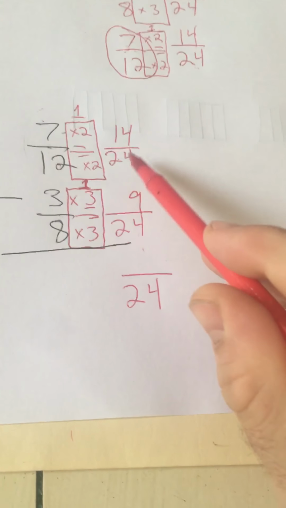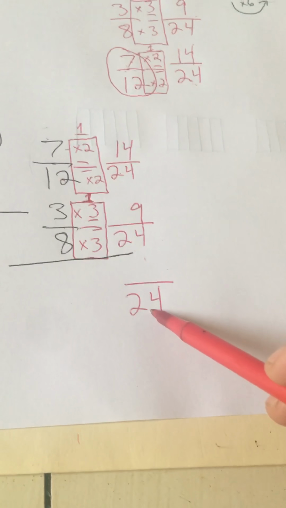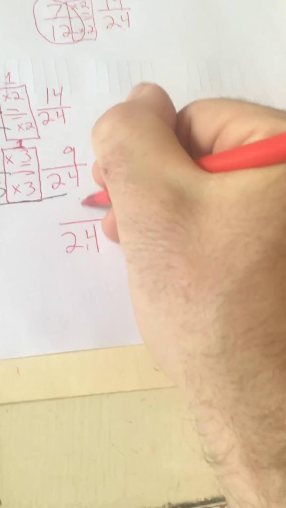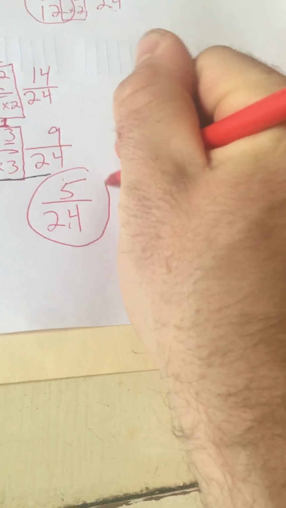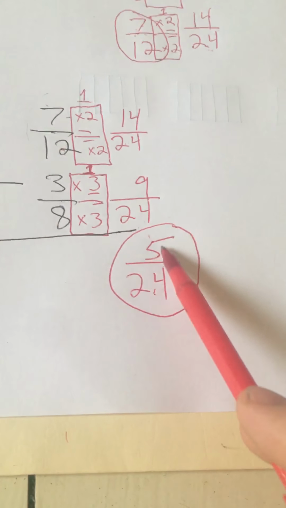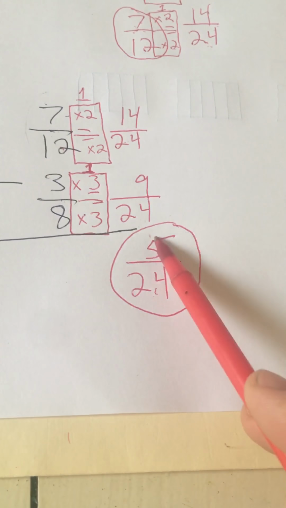That's just telling you how many pieces are in each whole. Okay, 14 minus 9 is 5. So we have 5 24ths. Now let me just check. Can I simplify this? Can I divide those both by 5?